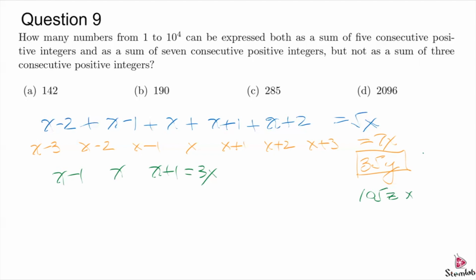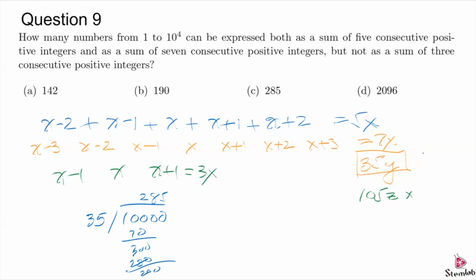So we just take 10,000 and divide it by 35 to get the number of multiples of 35. So that's 278, 280, 285 multiples of 35.